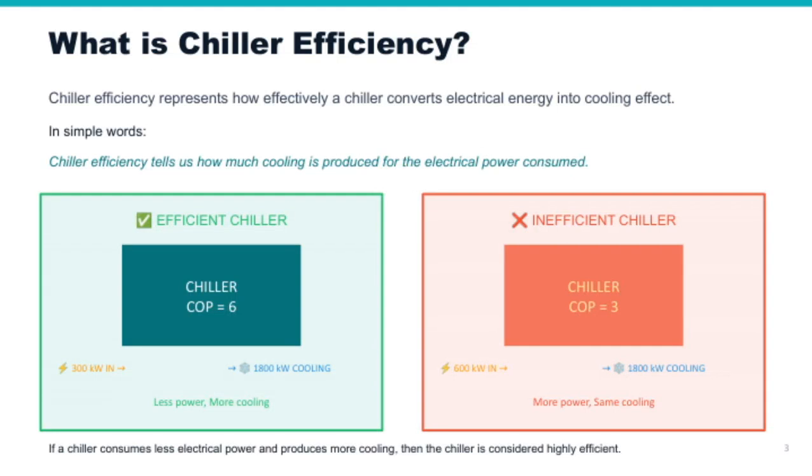Let's talk about chiller efficiency, a key measure of how well a chiller converts electrical power into cooling. If a chiller uses less electricity but still delivers the same amount of cooling, it's more efficient. For example, one chiller might produce 1,800 kilowatts of cooling using 600 kilowatts of power, giving it a coefficient of performance, or COP, of 3. Another might do the same cooling with only 300 kilowatts, doubling that COP to 6. The higher the COP, the better the chiller is at turning energy into cooling.